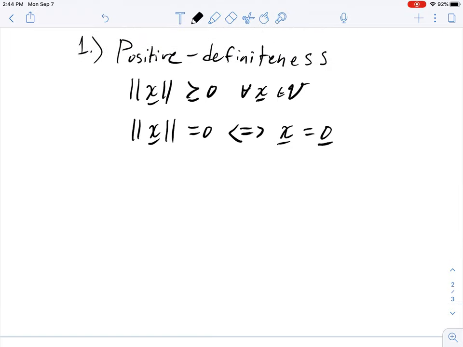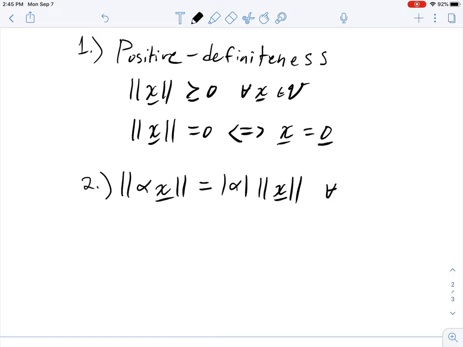The second is that you can move a scalar outside of the norm as long as you take its absolute value. So the norm of alpha x is equal to the absolute value of alpha times the norm of x, for all real numbers alpha and for all vectors x. And the third is the triangle inequality, which basically means that the norm of A plus B cannot be any bigger than the norm of A plus the norm of B.